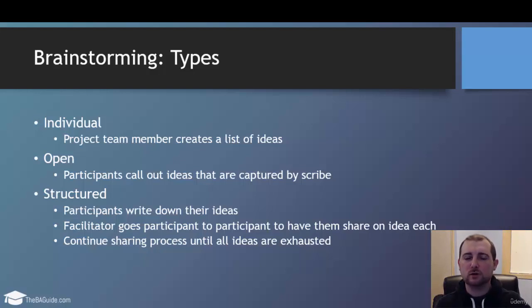So your types are your individual, your open, and your structured. Personally, I use the open 99% of the time. I have used the individual once out of thousands of projects. I've used the structured a handful of times.